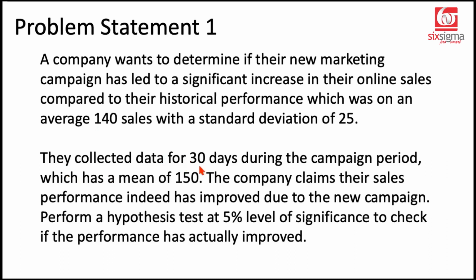They collected data for 30 days during the campaign period. So this is a new campaign. They are still experimenting with it. They are collecting some data and they're trying to check if the sample mean, which is 150, is significantly better compared to the population mean. The company claims their sales performance indeed has improved due to the new campaign. Perform a hypothesis test at 5% level of significance to check if the performance has actually improved.